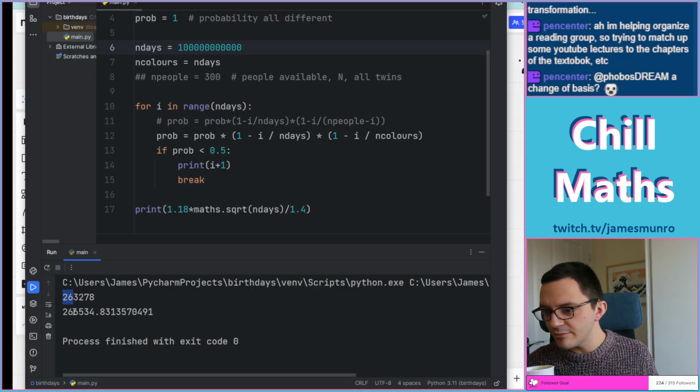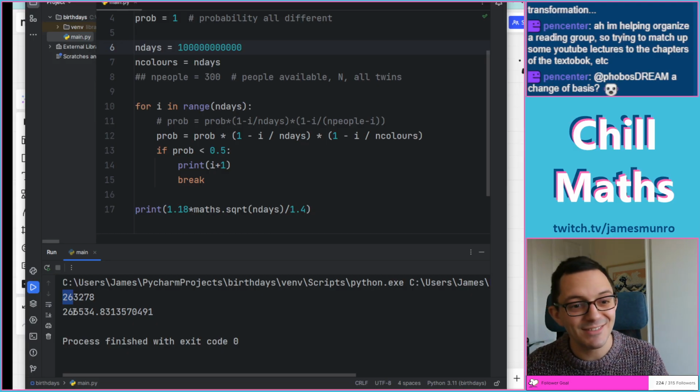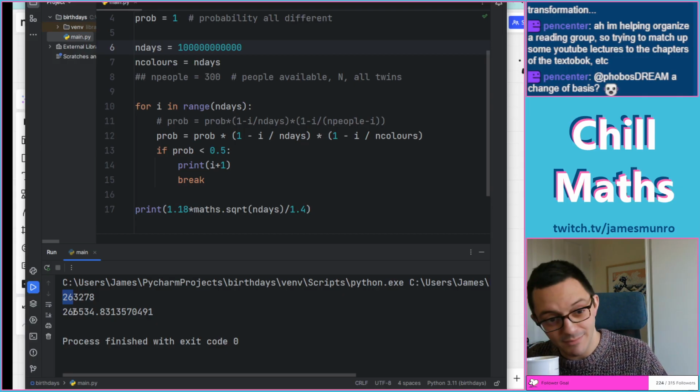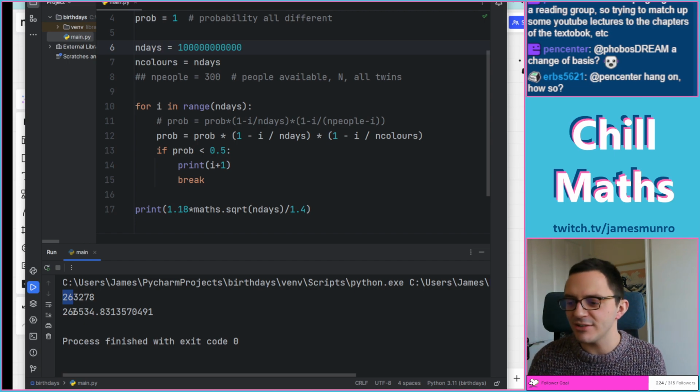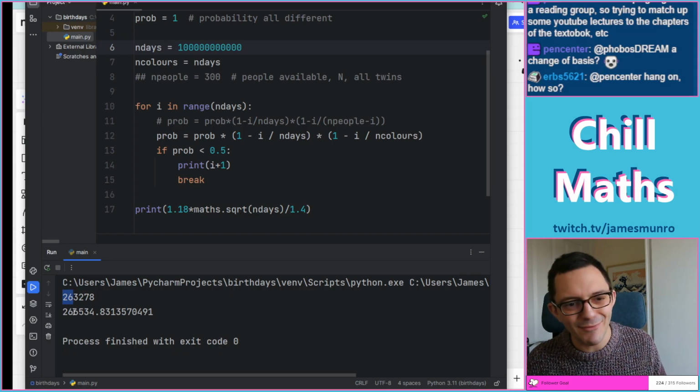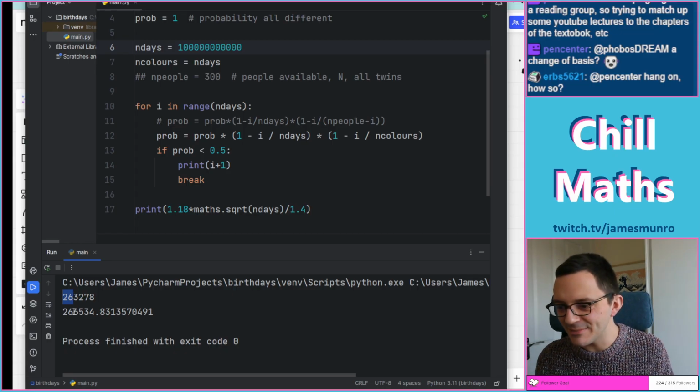Ooh, change bases. Hang on, I wasn't keeping up with chat. I've got three things going on, it's great. One of them is a cup of tea. Organising a reading group, matching up YouTube lectures. Oh, that's good. Matching up YouTube lectures to the chapters of the textbook. That's a sort of helpful resource. Sounds good. Right.